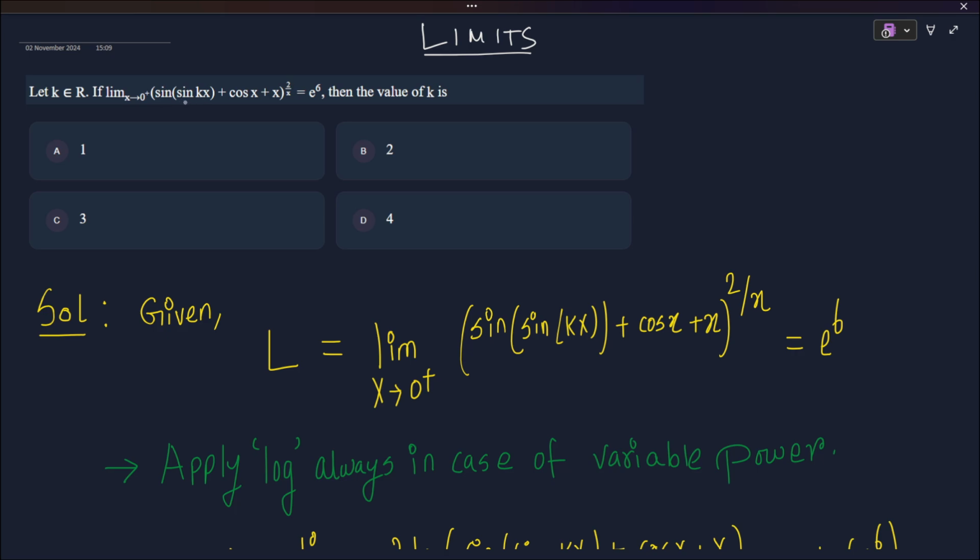limit x tends to 0 of (sin(kx) + cos x + x) to the power 2/x, and the value is given as e^6. We need to find the value of k.